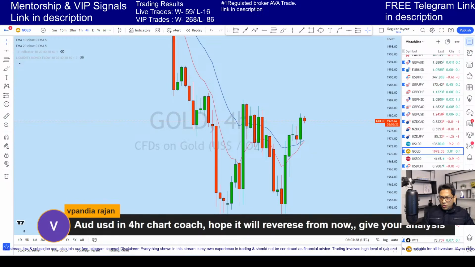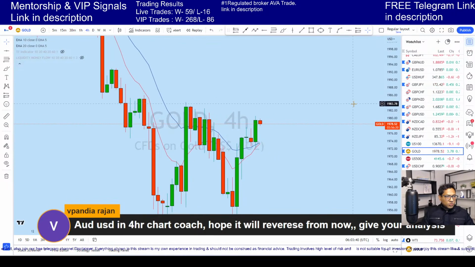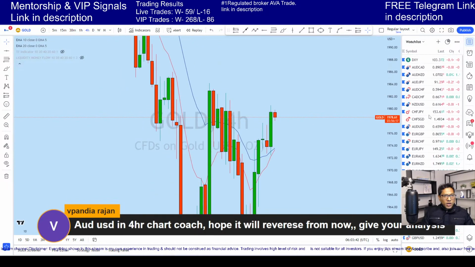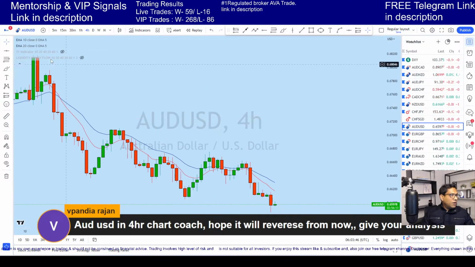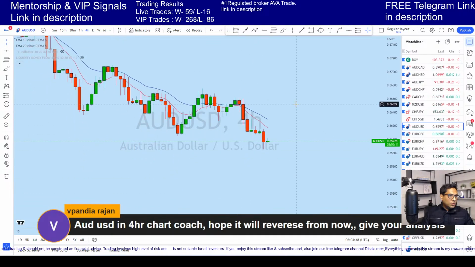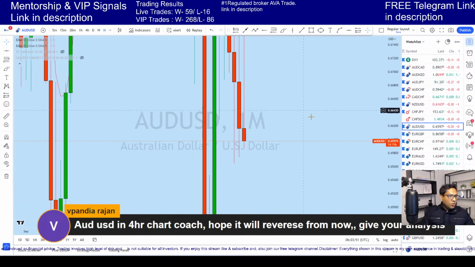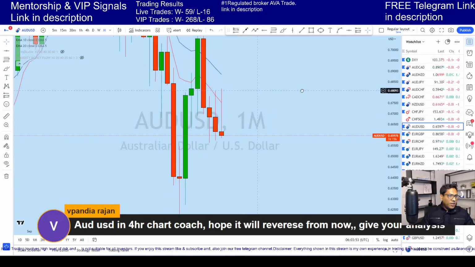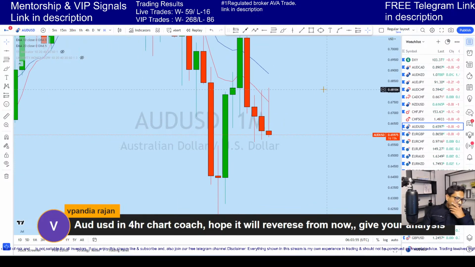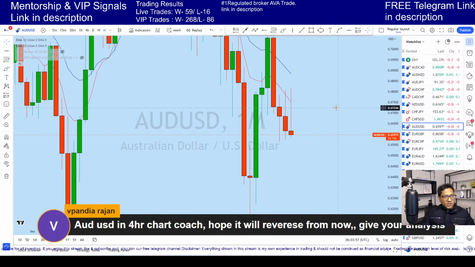AUD USD, I will be looking at that as well. So gold, I was just seeing how it is doing. So let's look now at AUD USD, looking at the bigger picture on the monthly. Now AUD USD, guys, you have seen a previous analysis, so let's recap that first. Let's see what AUD USD is trying to do now.